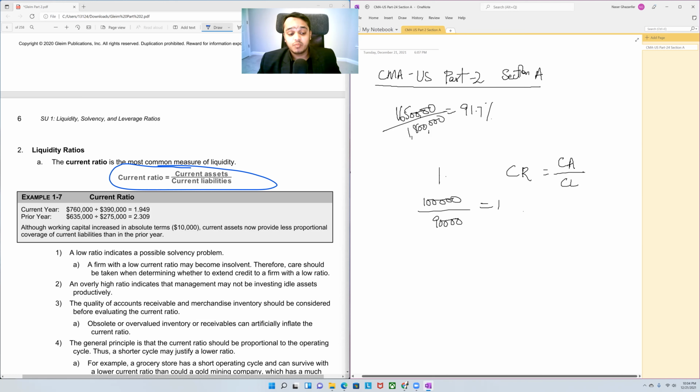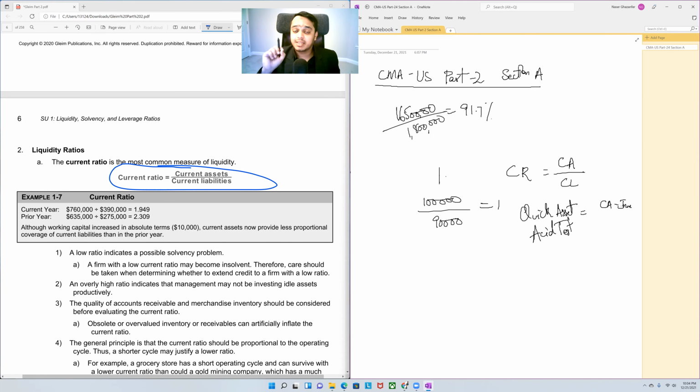Then comes another one, which is quick assets. Quick asset ratio, or you can also call it acid test ratio. Now, what do we need to do in here is from this current assets, we need to remove inventory. What do we need to remove? Inventory we need to remove. Why do we need to remove inventory? Because inventory will take time to be sold in the market, to be converted into cash.